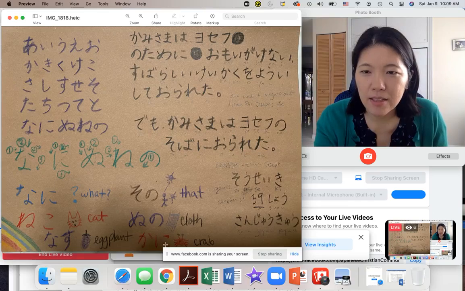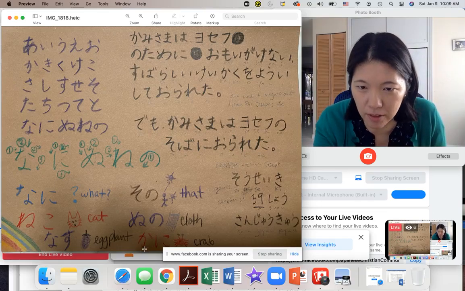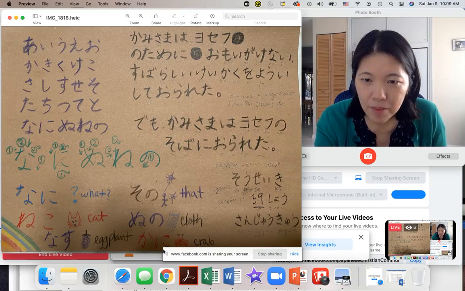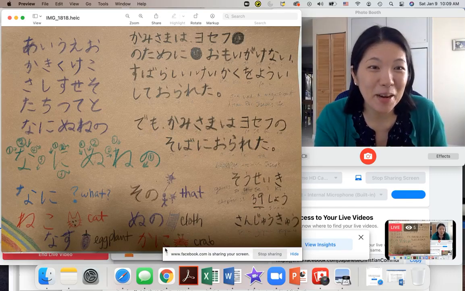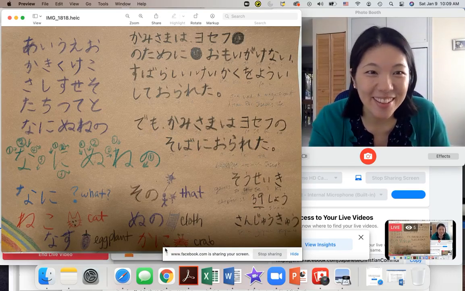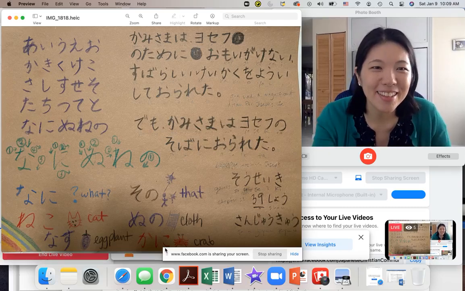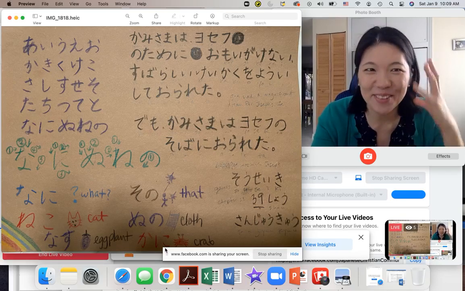And kani, the last one on the bottom, kani. Kani is crab. So if you like crab, you want to remember kani. Or if you go to the ocean and see kani, you can remember that.